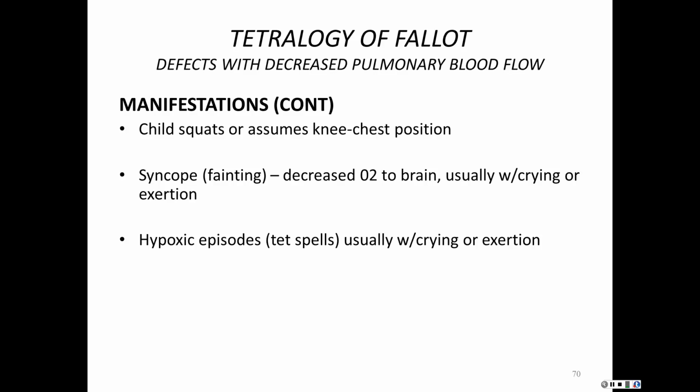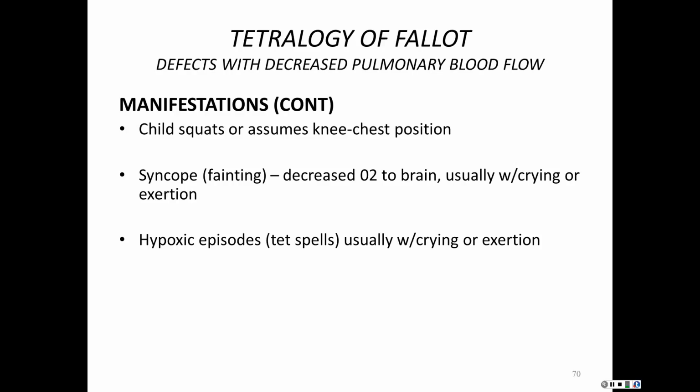The hypercyanotic episodes of TET spells, again, are thought to be due to decreased pulmonary blood flow and increased right to left shunting. So we'll see some of those. Even with mild pulmonary stenosis, we've got a decreased pulmonary blood flow, and you can see some cyanotic spells with these children.